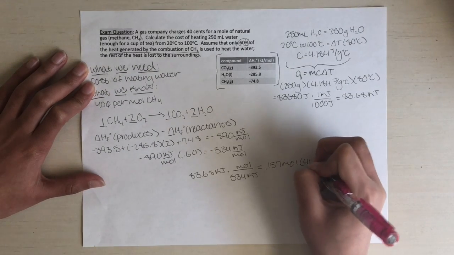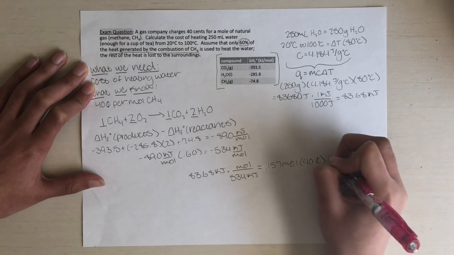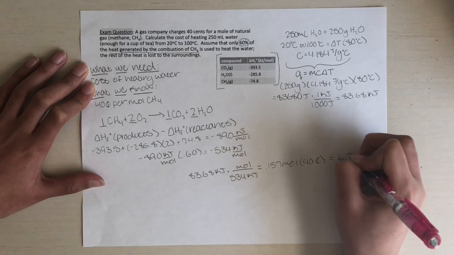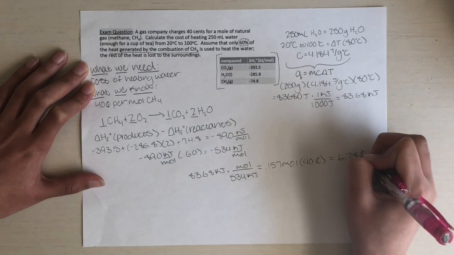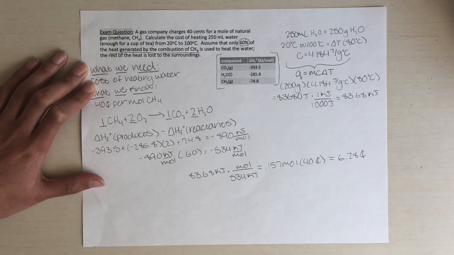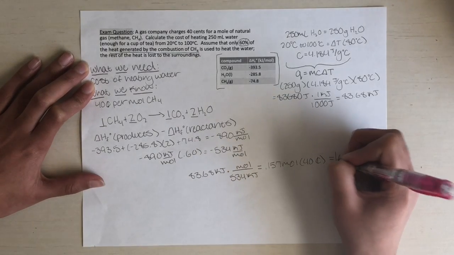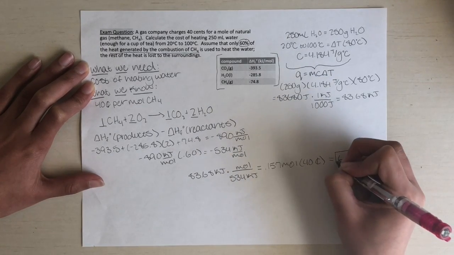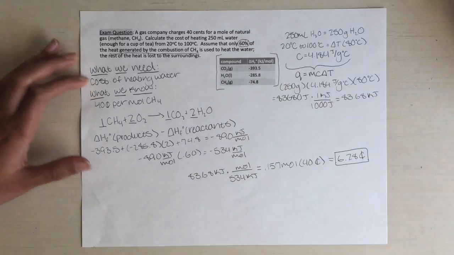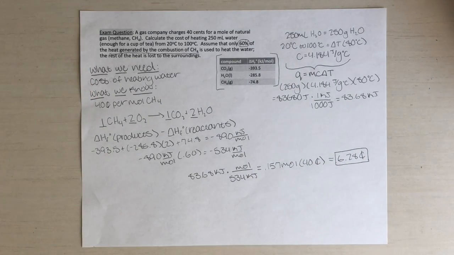After you cancel out the kilojoules and are left with 0.157 moles, you need to multiply by 40 cents because in the problem, it's given that the company charges 40 cents per mole of methane. So after you multiply them, you are left with the total cost of heating the water.